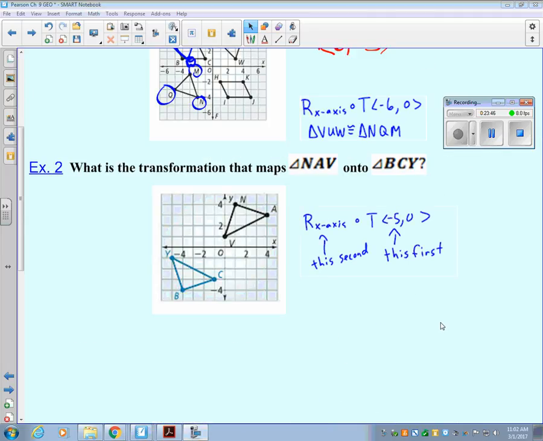Okay. So if we want to map NAV, which is this top right shape, onto BCW, the first thing I would do is translate it 5 units to the left, and then reflect it across the x-axis.